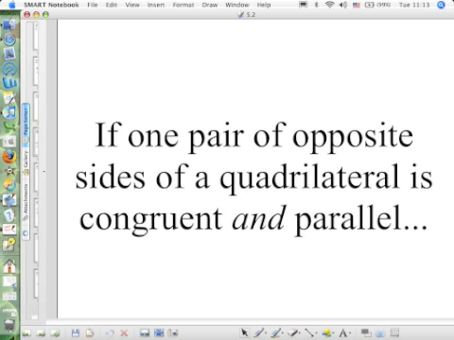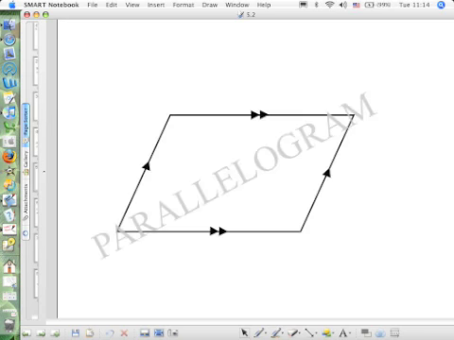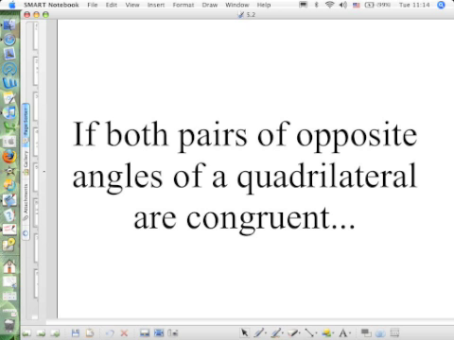What if both pairs of opposite sides are congruent to each other? It's a parallelogram. That's what we just said in the last one. You have a four-sided figure. You are not told that it's a parallelogram, but you are told that both pairs of opposite angles are congruent. Well, you know that it's a parallelogram.